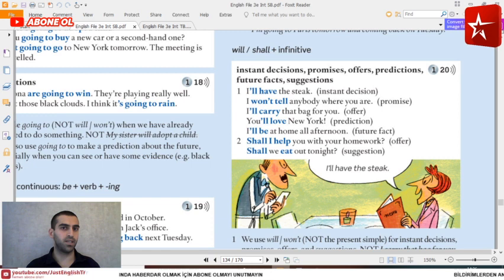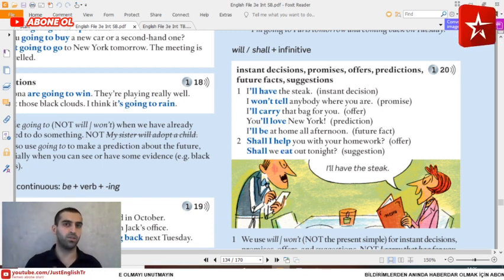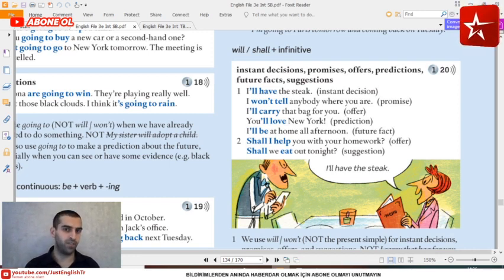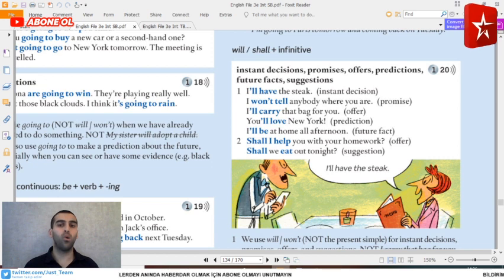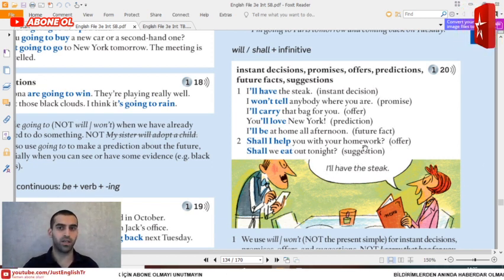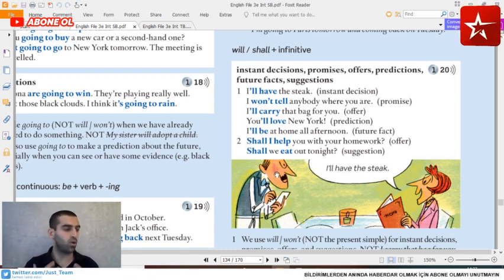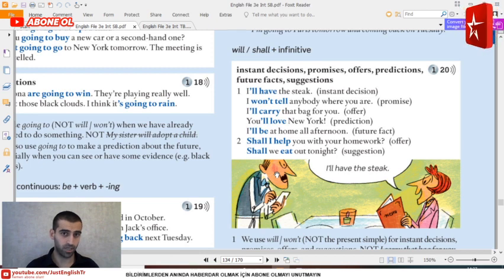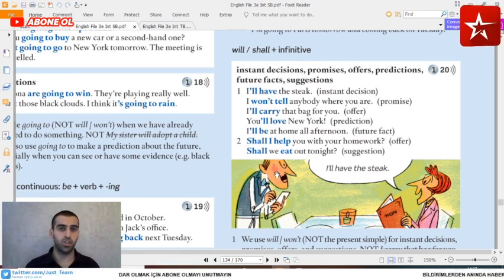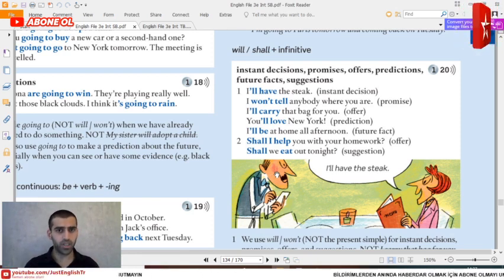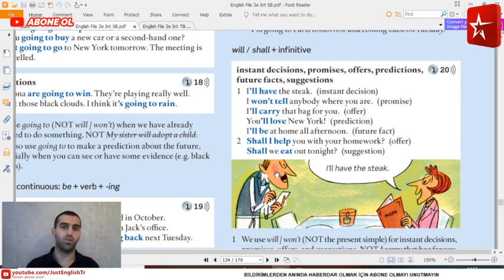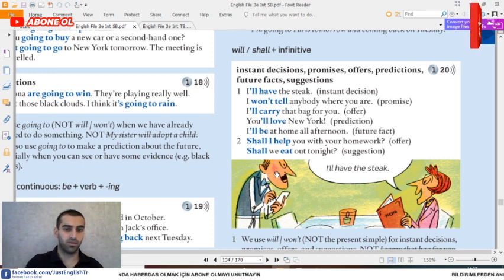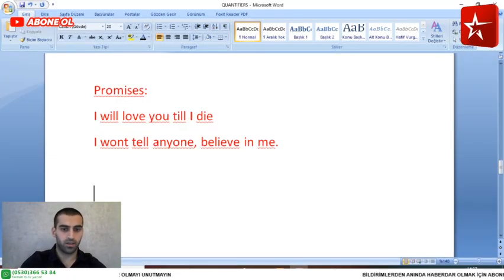And the second rule. We have already learned the rules with will. What about shall? And what's the difference between will and shall? Shall I help you with your homework? Or shall we eat out tonight? You can see an offer and a suggestion here. Shall I help you? If you want to offer something to someone, we can use shall. Or a suggestion: shall we eat out tonight? Great. So if you suggest something, we can use shall. We don't use will or may or might.